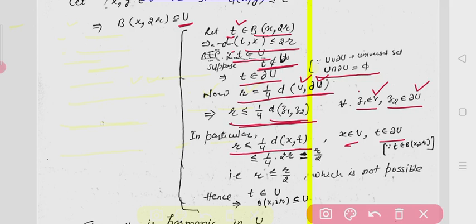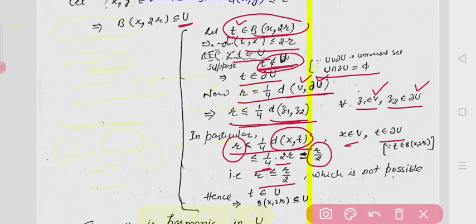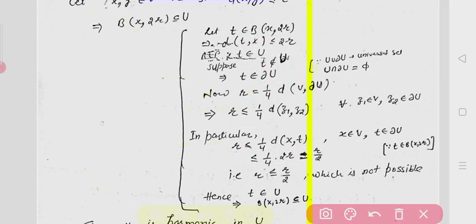But we have supposed that, what did we suppose, t belongs to, right here we supposed it, t belongs to ball B(x,2r). So that means the distance between x and t is less than or equal to 2r. So this is less than or equal to 1/4 into 2r, which will be equal to r/2. So that means this r is less than or equal to r/2. So this is actually the contradiction. So if this is a contradiction, that means our supposition is wrong. So what was our supposition? That t doesn't belong to u. So if it is wrong, that means t belongs to u will be the correct one.